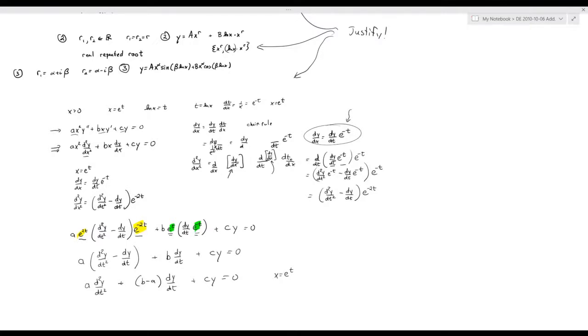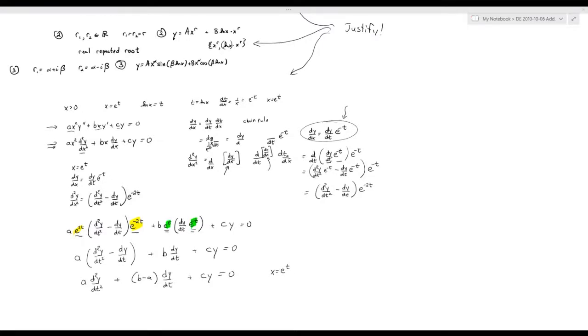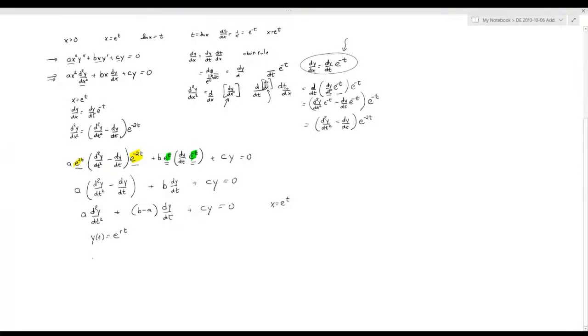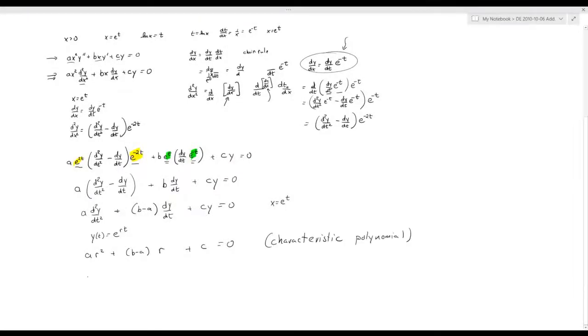And we know how to deal with this. For a differential equation with constant coefficients, we assume that a solution as a function of t looks like e to the rt. After we differentiate a couple times and plug that into our differential equation, we get a characteristic polynomial. So we get a r squared plus (b minus a) r plus c equals 0. Next, we solve for the roots.